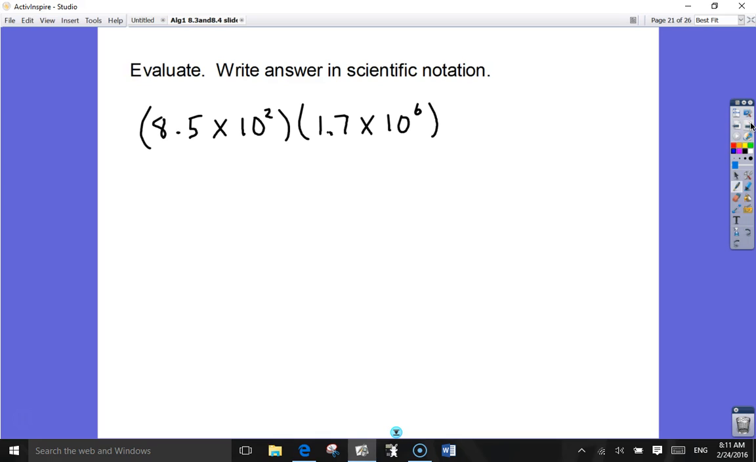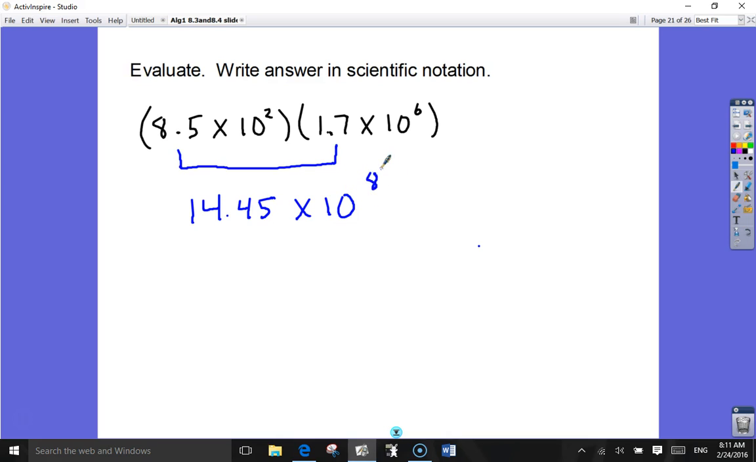Evaluate. Write your answer in scientific notation. So first, we're going to multiply 8.5 times 1.7. Somebody do that one. What is 8.5 times 1.7? 14.45. Okay, and then what will be the power of 10? It's 10 squared times 10 to the 6th. What do we do with the exponents? You add them. So that's times 10 to the 8th.